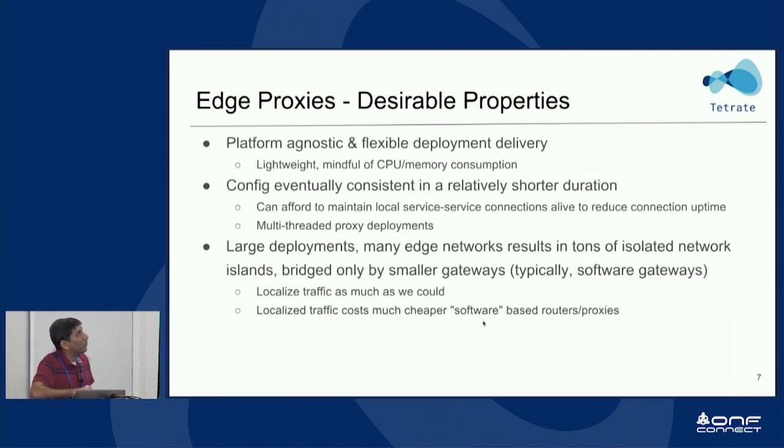So these are some of the desirable properties of an edge proxy. If you were to take the current point of presence and move it out to the edge, this is what I would typically want to have. You would want very flexible, lightweight, platform-agnostic deployment, for instance, and that is eventually consistent much more quickly, as opposed to a wide area network. You would also have to make sure that the traffic is localized and distributed just locally and does not have to traverse the wide area network.